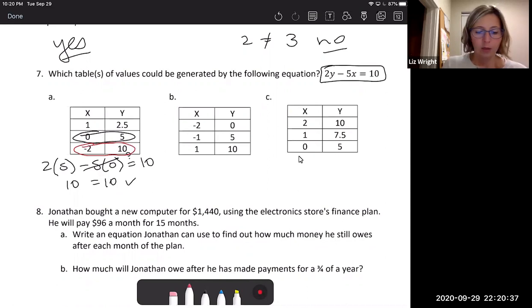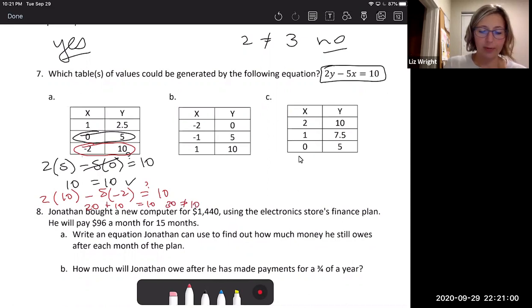Okay, so the next one I'm going to check, to see if that one works out. So next one I've got 2 times 10 minus 5 times -2. Does that equal 10? So here I've got 20 plus 10. And so right now I can already tell, right? It's going to be 30, which does not equal 10. And so because this ordered pair does not work, this table's not going to work.